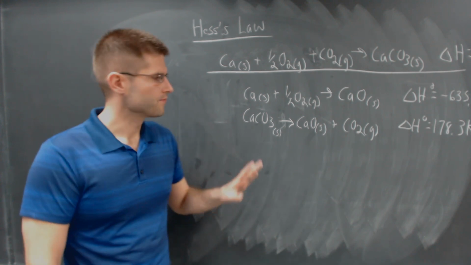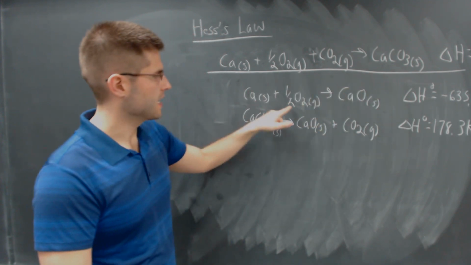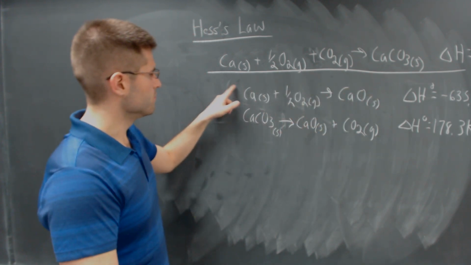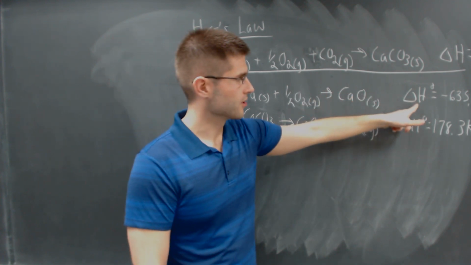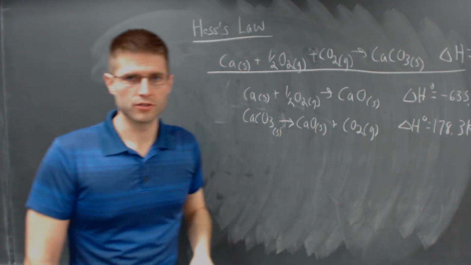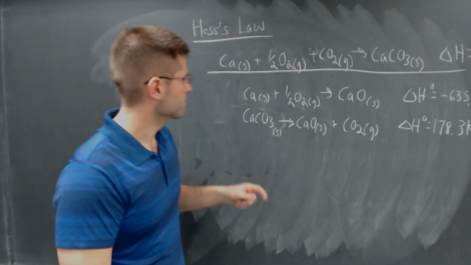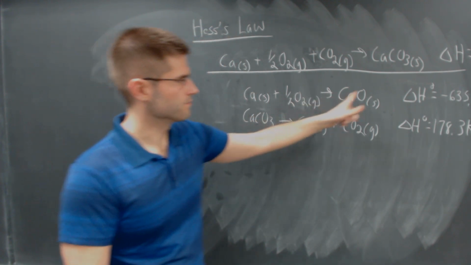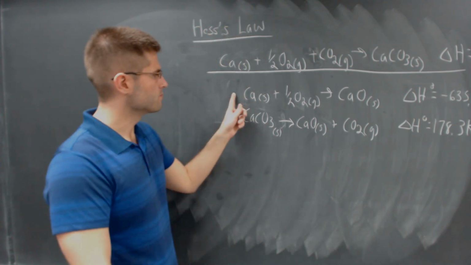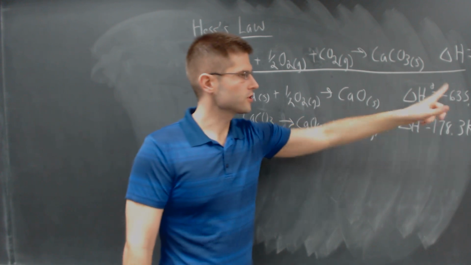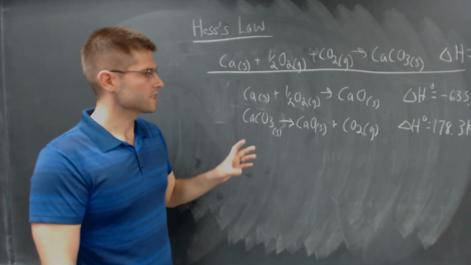We have certain rules. One of the rules: if we multiply any equation, let's say we needed to get rid of this half, so we would multiply everything by 2 in this equation. Hess's law states that the enthalpy of formation would also be doubled. So if we were to double this equation, we would double the enthalpy of formation. If we were to triple this equation, we would triple the enthalpy of formation. Okay, so that's one rule. If you multiply by a stoichiometric coefficient, you also multiply the enthalpy by that stoichiometric coefficient. Great. What's our second rule?